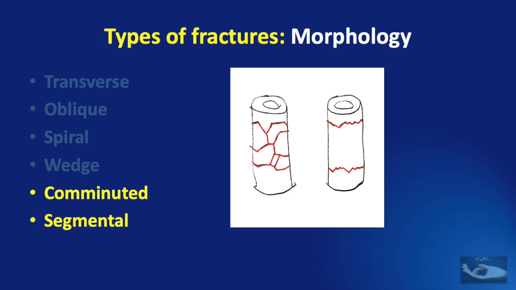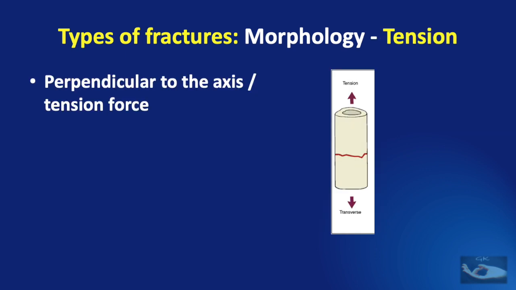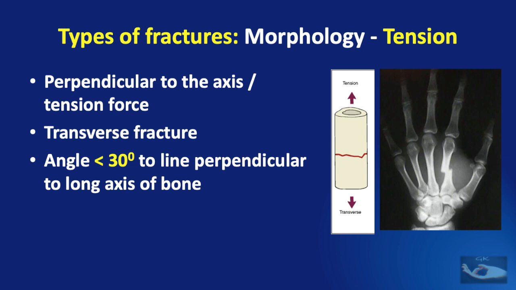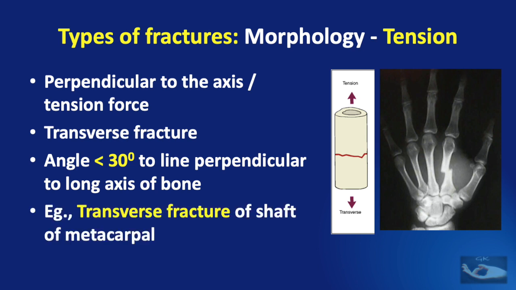How this fracture line lies depends on the force that caused the fracture in the first place. If the force was perpendicular to the axis and a tension force, it causes a transverse fracture. This typically transverse fracture line forms an angle of less than 30 degrees with a line perpendicular to the long axis of the bone. And a typical example is a transverse fracture of the shaft of the finger metacarpal.